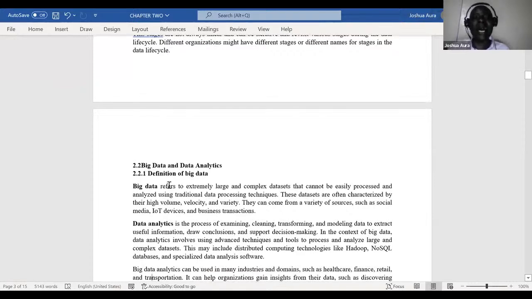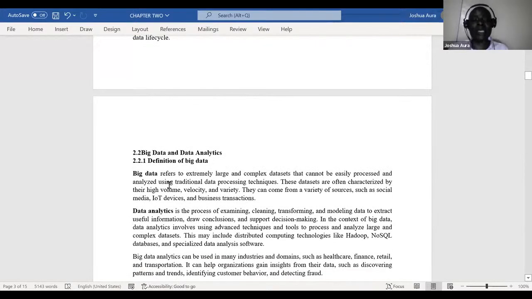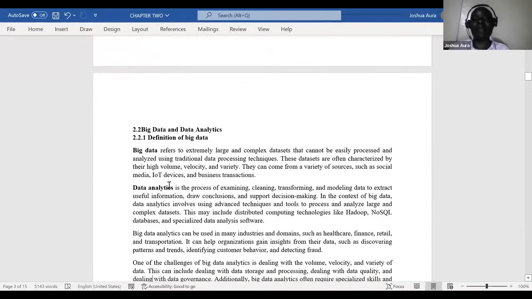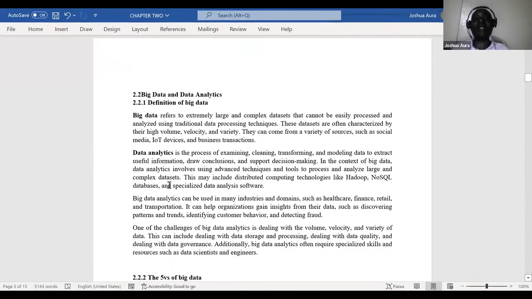Big data and the data analytics. We have done this in the last class, but we have agreed we are reading this pretty fast with yourselves here. Big data refers to extremely large and complex data sets that cannot be easily processed and analyzed using traditional data processing techniques. These data sets are often characterized by their high volume, velocity, and variety.